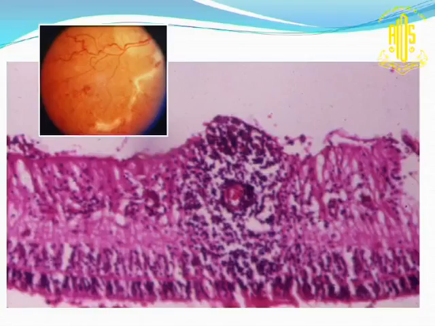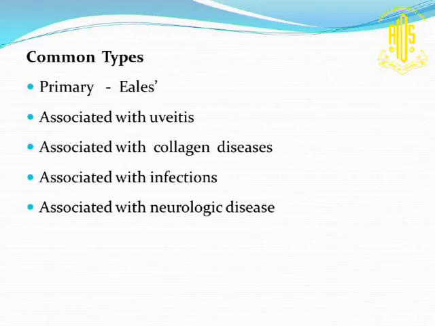Here you can see vascular venous inflammation, and if you look at the vein wall, the surrounding inflammatory cells are histopathologic evidence of retinal vein inflammation. This inflammatory cellular infiltrate can cause occlusion. The common type is primary, associated with Eales disease and uveitis. Various forms of vasculitis are seen, associated with collagen disease, infection, and neurologic disease like multiple sclerosis.